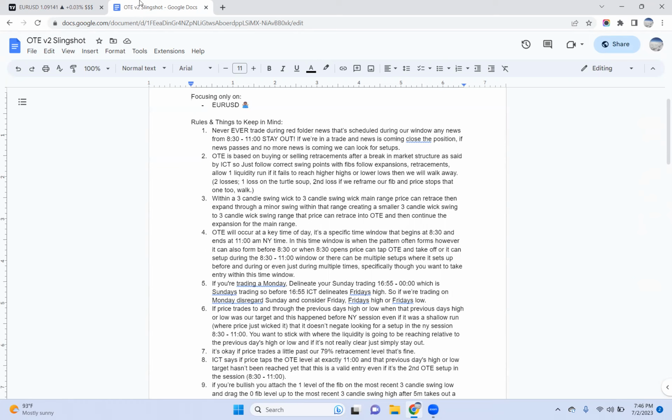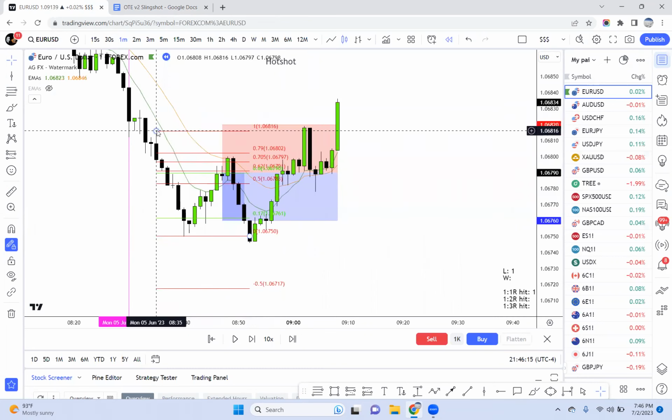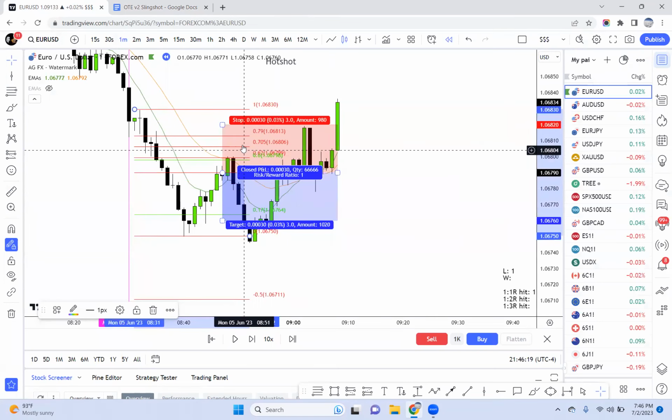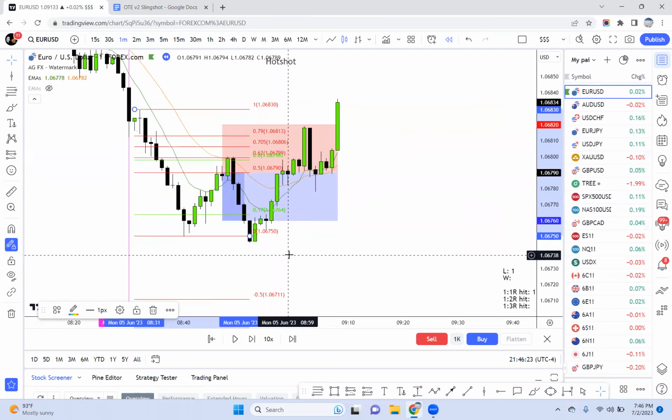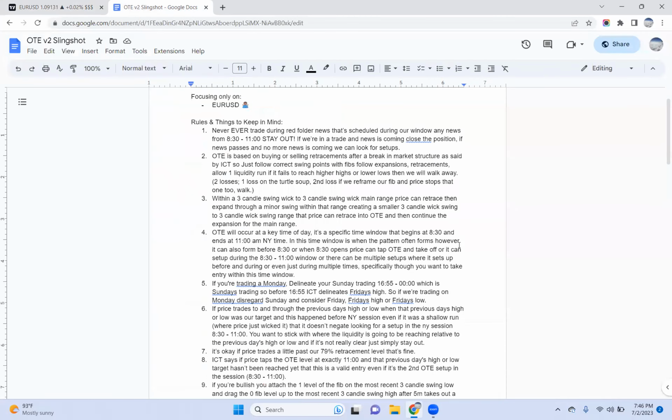So once we anchor our fib, let's say, for example, right here, this was the entry, right? Let's say it didn't take out this level. Let's say it came right here and then it took us out right up here. We would re-anchor the fib to this level here, re-enter, and consider this a turtle soup, a run on liquidity to then continue back down. And if this one gets stopped out, we'll call it a day and walk away. Okay, so second loss, if we reframe our fib and price stops that one too, we walk, okay?